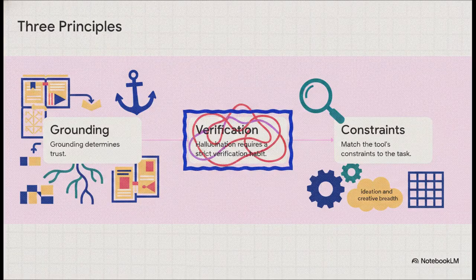So let's summarize our core takeaways here. Step 1. Grounding determines trust. Training data alone is the weakest form of grounding. A verified, cited source is the strongest. Always be asking yourself, what was the model actually looking at? Step 2. Hallucination requires a strict verification habit. And Step 3. Match the tool's constraints to the task. An AI's freedom is amazing for ideation and creative breadth, but strict grounding is absolutely essential for academic accuracy.